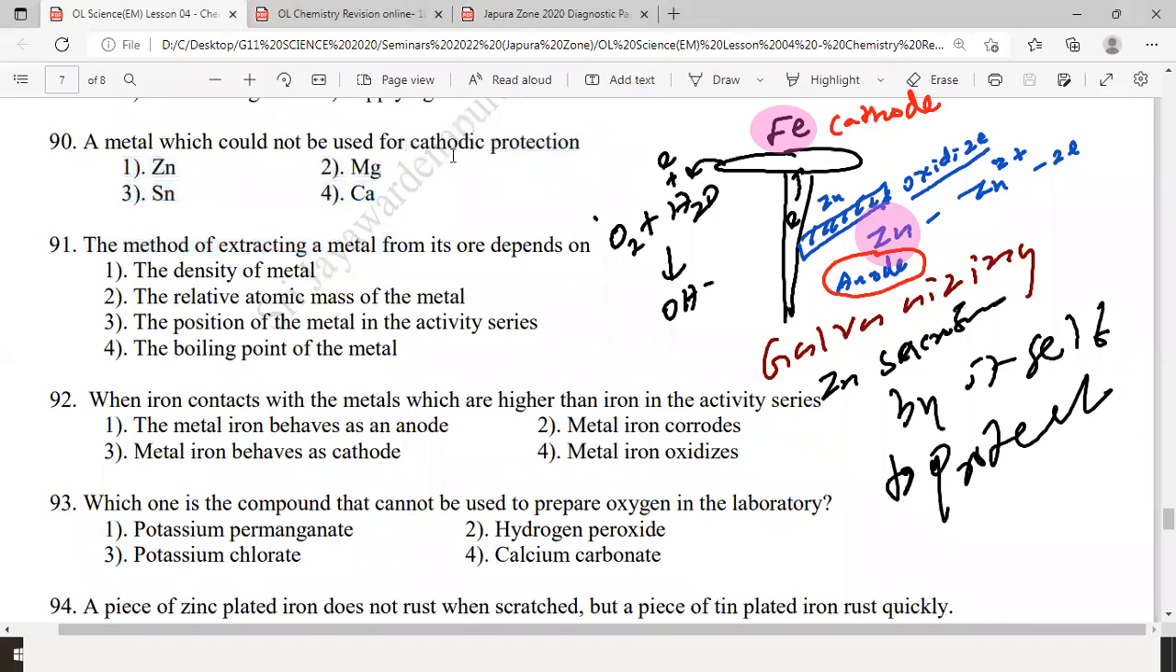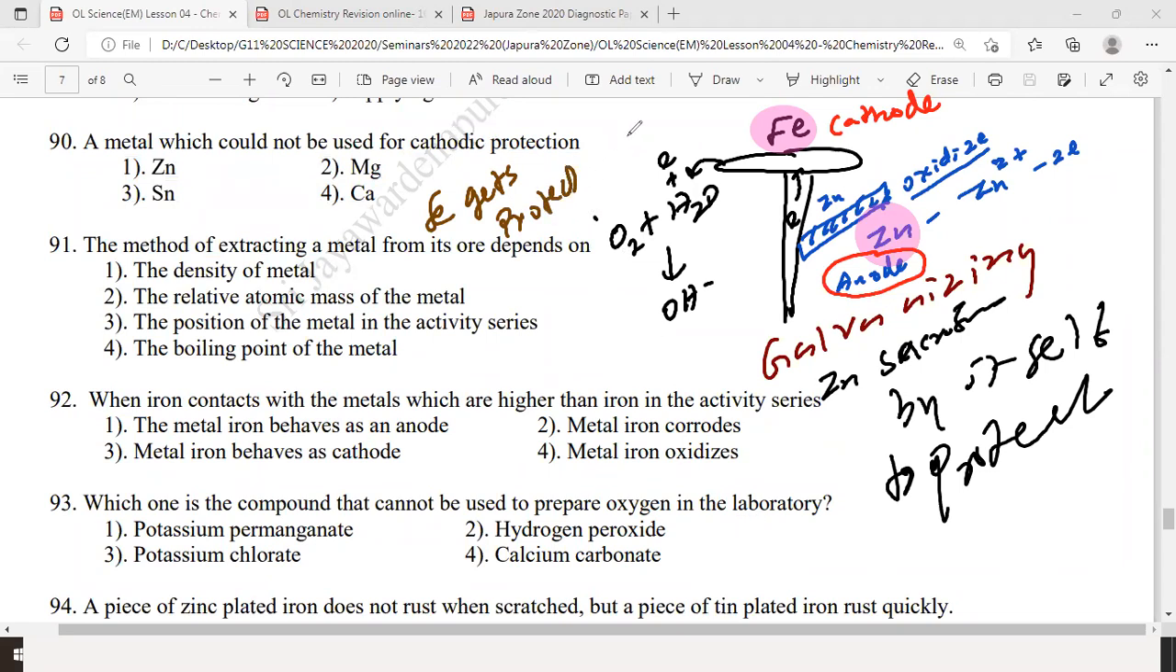So right, everyone, iron gets protected as cathode. Therefore, we call it what protection? Cathodic protection. Fe gets protected as cathode, therefore we call it cathodic protection.